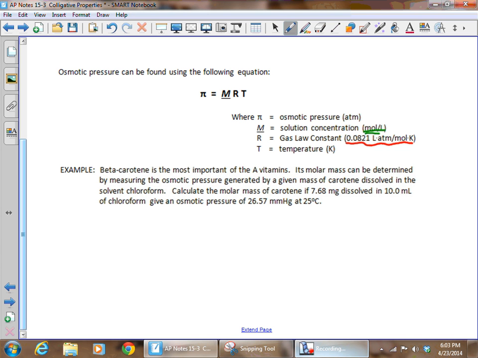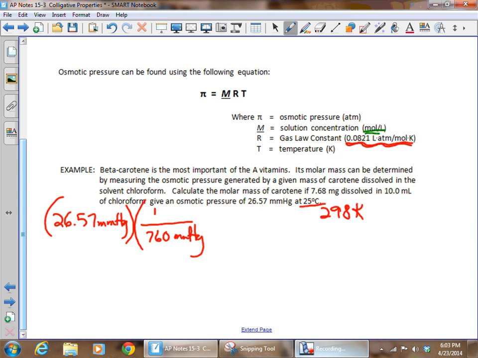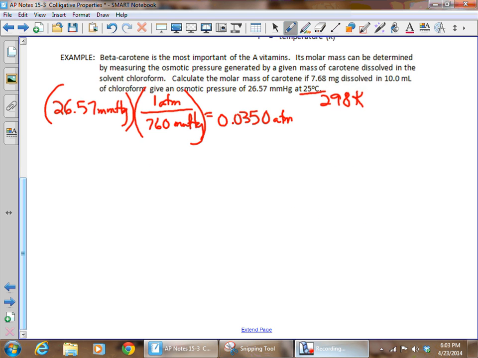So the first thing we want to do, because this is an R-driven equation, is change that pressure and temperature. The 25 degrees Celsius is going to be 298 kelvins. And if we take the 26.57 millimeters of mercury and multiply it by the conversion factor of 760 millimeters of mercury per 1 atmosphere, we get a pressure in atmospheres of 0.0350 atmospheres. So we'll get those changed first because we know that's got to happen.